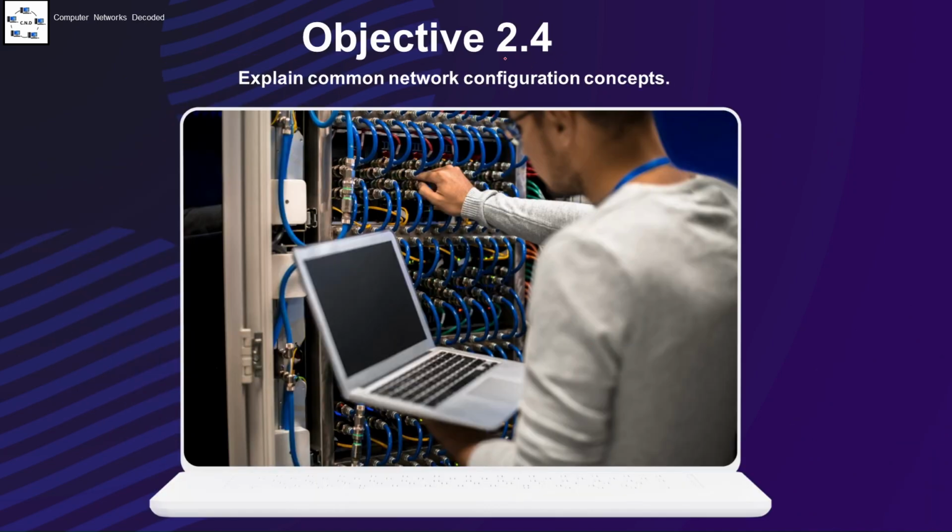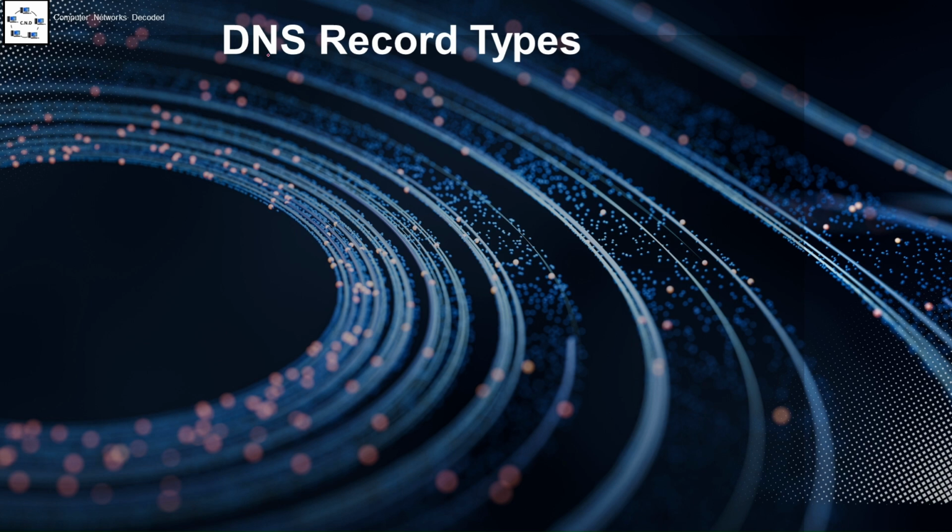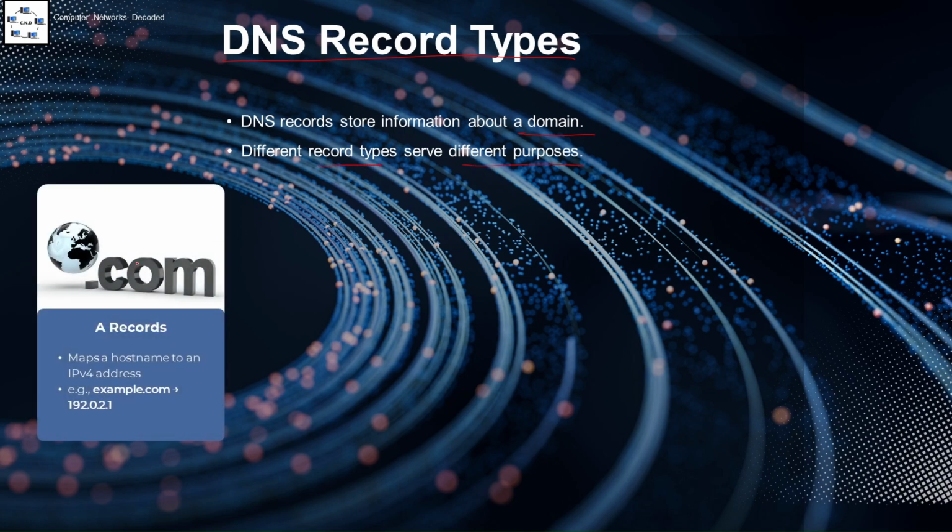And our objective 2.4 is explain common network configuration concepts. Our first topic is DNS record types. So we studied the DNS, that is, what is DNS. Now we will study different DNS record types. DNS records basically store information about a domain. Different record types serve different purposes. First one is the A record. An A record basically maps a host name to an IP version 4 address.